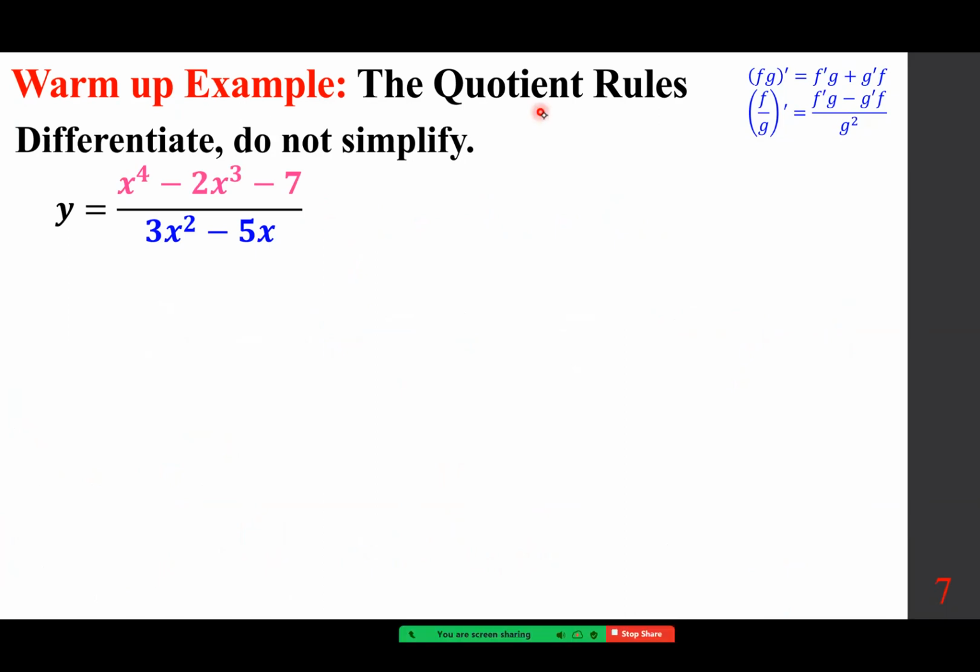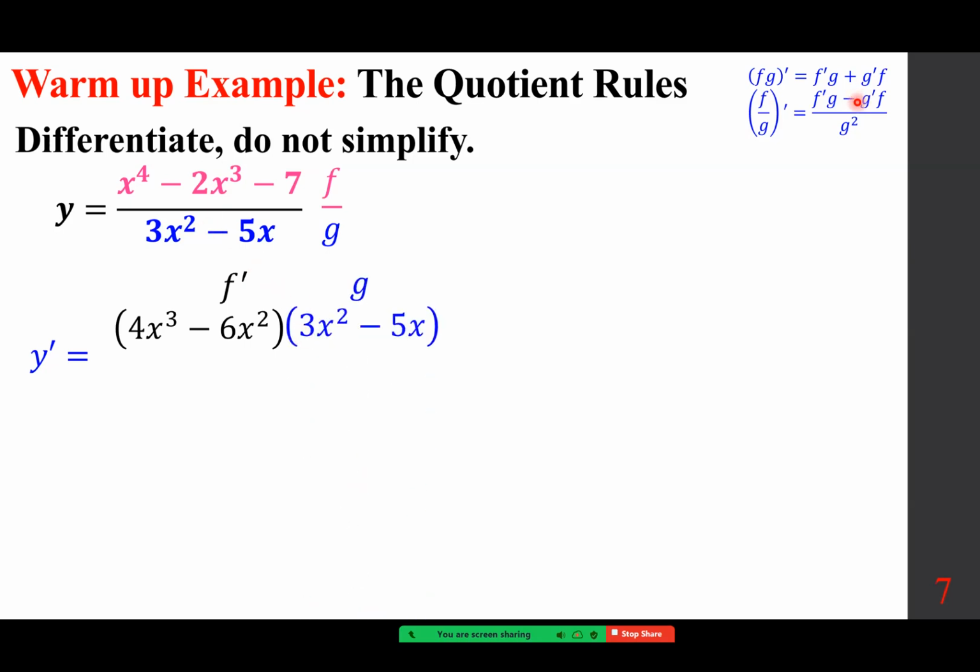Another warm-up example, and this time for the quotient rule. And again, f prime g minus g prime f over g squared. If you call the numerator the f of x function and the bottom g of x, or simply g, we're going to follow this. So we have a huge fraction bar, f prime. So we need the derivative of the top. We've seen this expression before. It's 4x cubed minus 6x. You simply multiply it by g, by the denominator, just put it next to it.